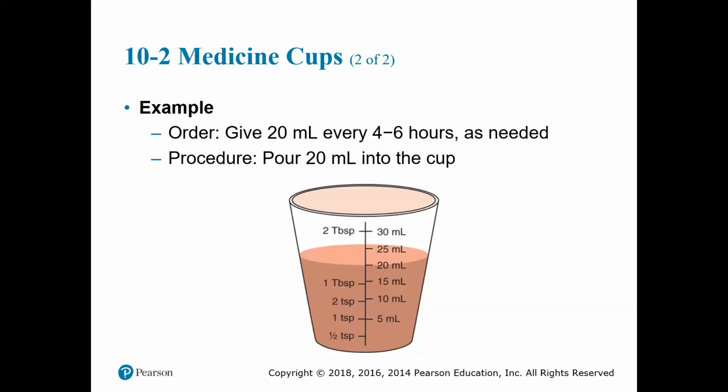So here's just an example. And again, I know we've seen this a few times already. So maybe you're dispensing 20 milliliters every 4 to 6 hours as needed, and you would pour 20 milliliters into the cup. So this example has both milliliters and also teaspoons and tablespoons on the same dosage cup. Some may have metric units, some may not, some may have both. So it just depends on your dosage cup here. Here we have a combination.